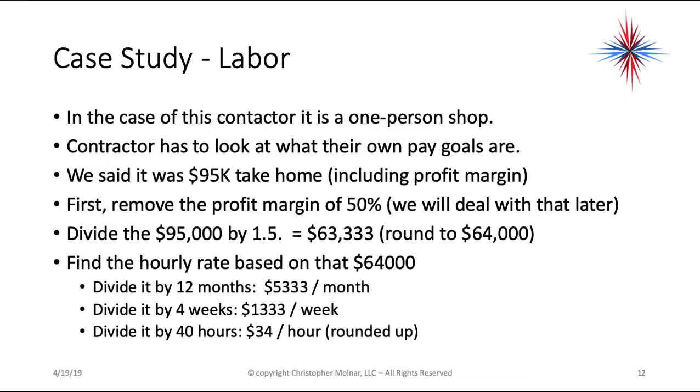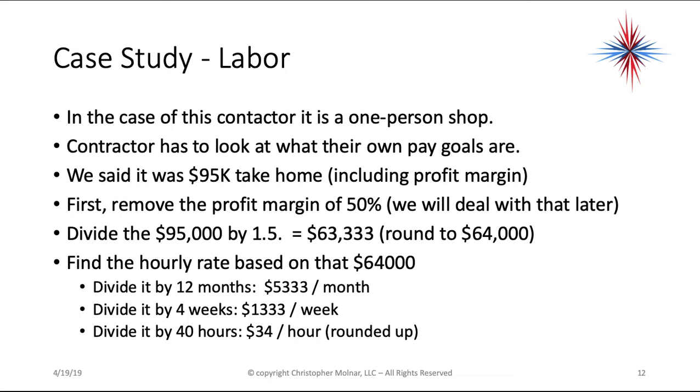Now, let's move on to labor. In the case of this contract, it's a one-person shop. Contractors have to look at what their own pay goals are. We said it was $95,000 take-home, including profit margin. Okay, first, let's remove the profit margin of 50%. We'll deal with that later. So divide the 95 by 1.5. Okay, we're going to round this to 64,000, and that's the number we'll work with for what they need to make in terms of base pay.